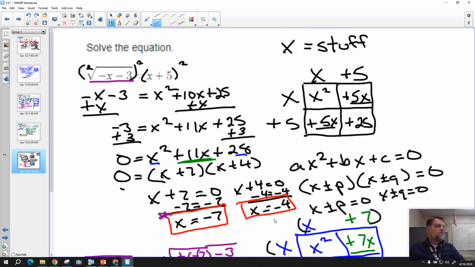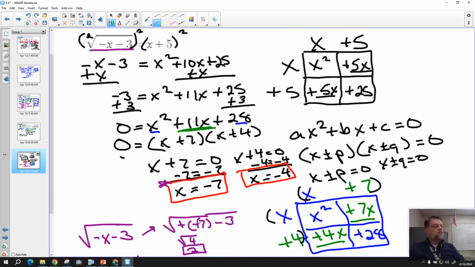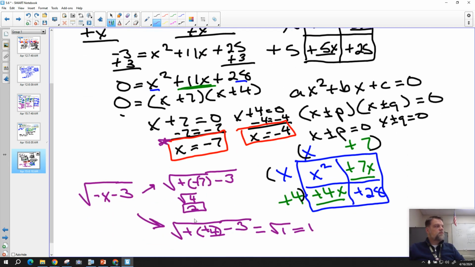That's an interesting one. Well, it looks like they both work. But you're supposed to check it. So I suspect, let me just double check real quick.